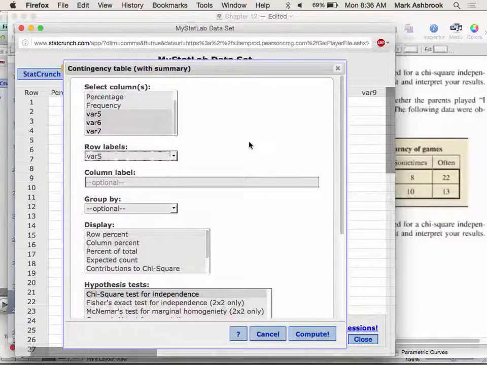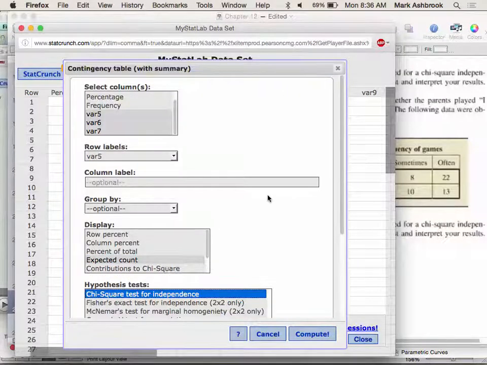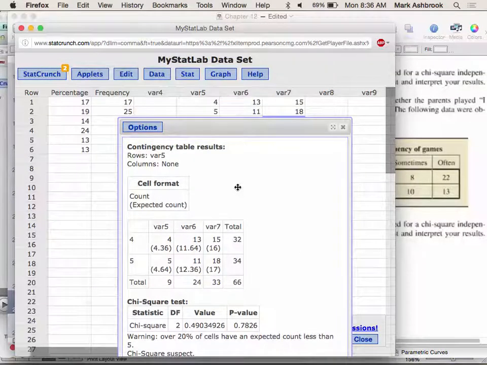I'm not really sure what that is. And then we want expected count, right? That's going to be in parentheses. It's going to tell us what we would expect in each one, to display those. And then we want a chi-square test for independence. Then we're going to compute, and we're going to compare it. We're going to get the chi-square.